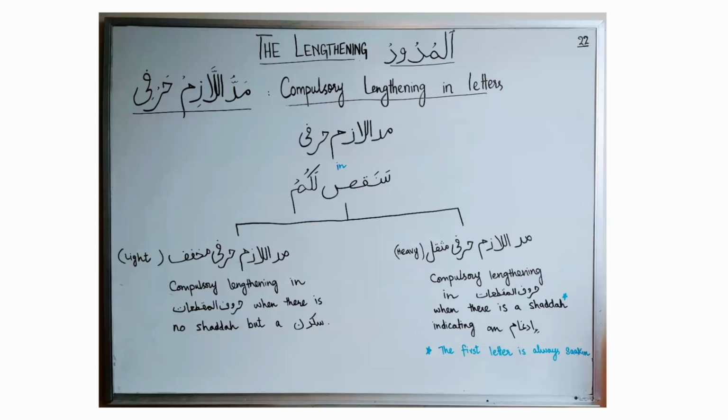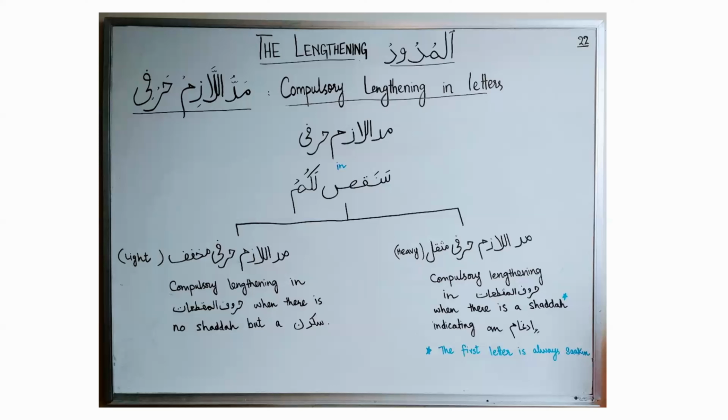In Madd-ul-Lazim Harfi Musaqqal, when we see idgham happening between two letters, the mutaharrik letter will carry a shadda, indicating idgham kamil of a sakin letter into a mutaharrik letter. So due to the mad letter being followed by a shadda letter, where the first letter is sakin, we will have the conditions of 6 counts of stretching, and we will call it Madd-ul-Lazim Harfi Musaqqal.